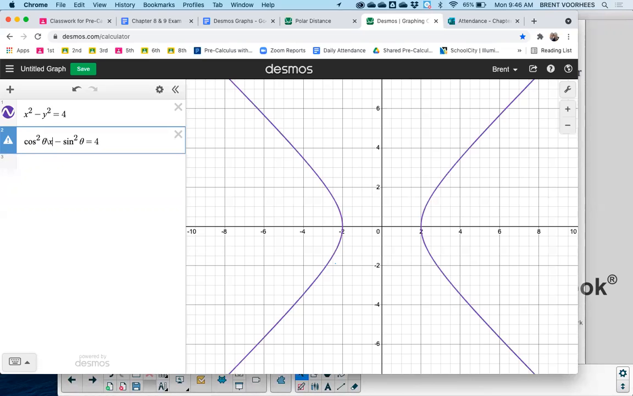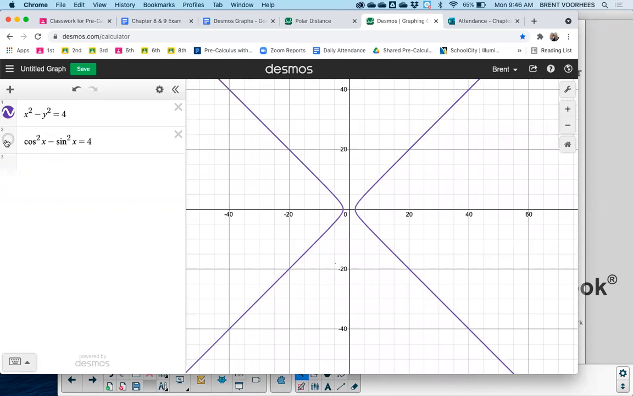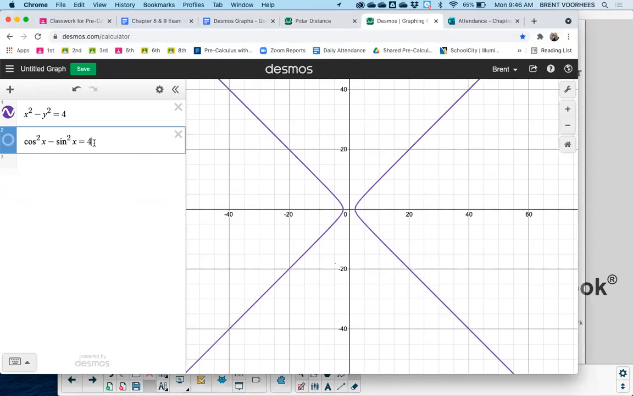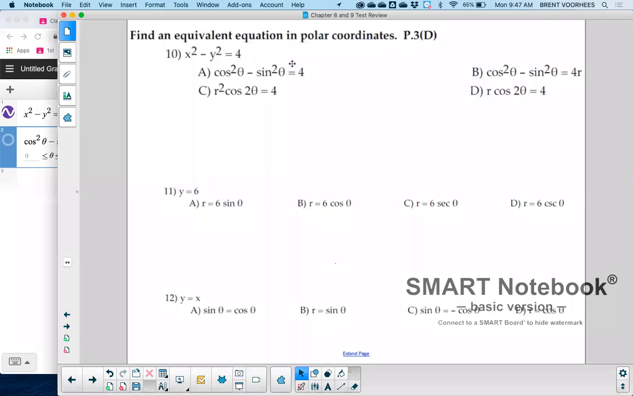Okay, this isn't working. Since it doesn't have an R, will it graph this way? Either way, it doesn't look good. So I tried it with a theta and an X. Let me try B here. Cosine squared theta minus sine squared theta equals 4R. And now let me try these back as thetas. Okay, you can see this one does not match. That is not the correct answer. So B is for sure out. So A, we never got a graph, so I'm moving on.